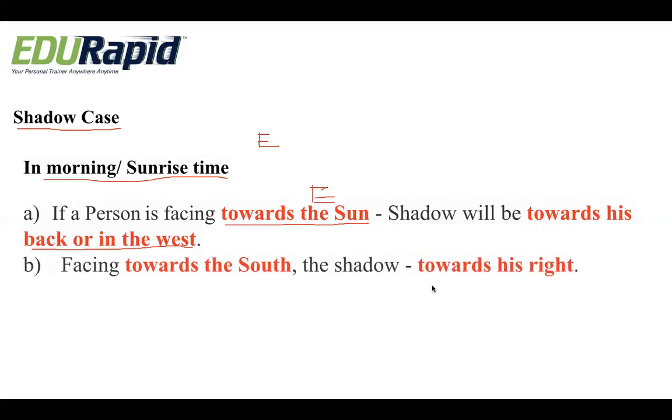If the person is facing towards south, let me write down the directions here, so you will be able to visualize it. This is east. This is south, north, and west. Okay. If somebody is facing south, if he is facing this direction, the shadow will be towards his right, because the sun rises here. The light falls on him, and the shadow will be towards his right.